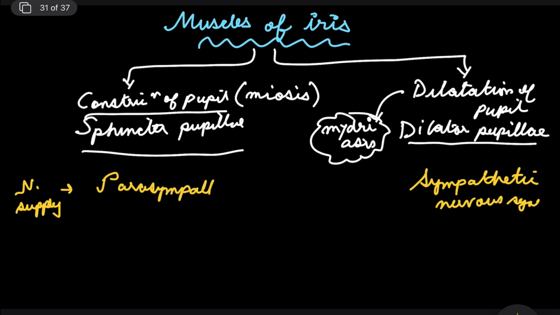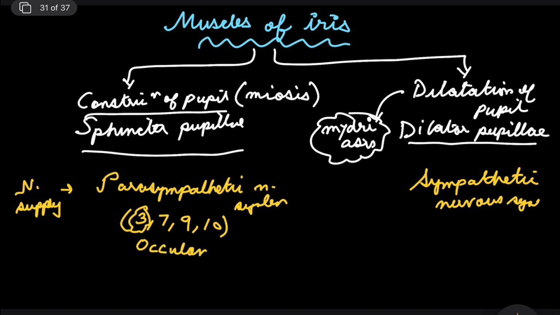Okay. Now, the parasympathetic nervous system. What are the cranial nerves which are actually concerned with the parasympathetic nervous system? We already know this. They are cranial nerves 3, 7, 9, 10. So one of these nerves is the nerve which is supplying the sphincter pupillae. Which nerve? Third nerve, oculomotor nerve. So basically, the oculomotor nerve, what does it do?